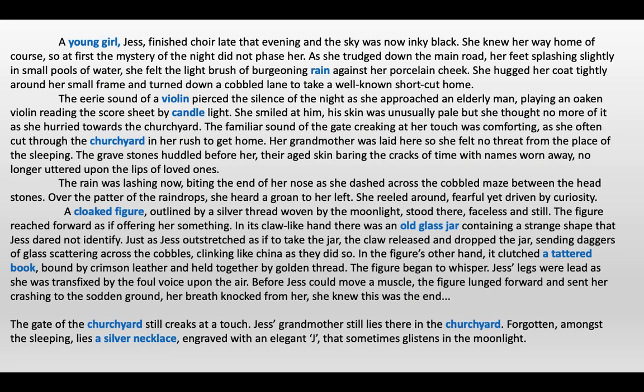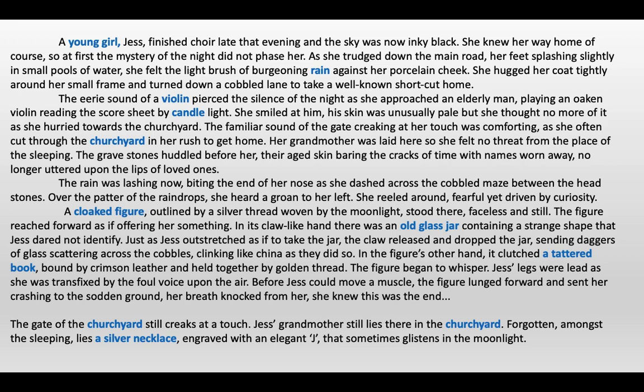A young girl, Jess, finished choir late that evening, and the sky was now inky black. She knew her way home, of course, so at first the mystery of the night did not faze her. As she trudged down the main road, her feet splashing lightly in small pools of water, she felt the light brush of burgeoning rain against her porcelain cheek. She hugged her coat tightly around her small frame and turned down a cobbled lane to take a well-known shortcut home.